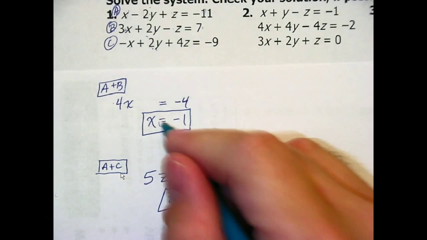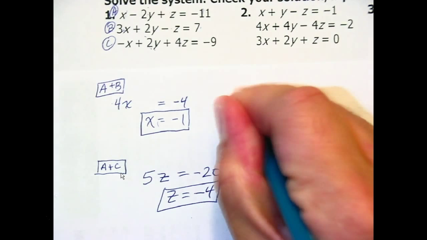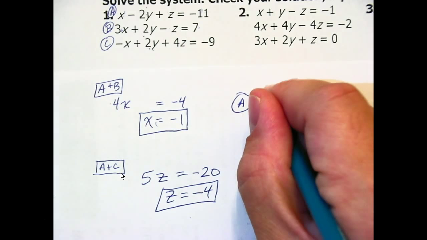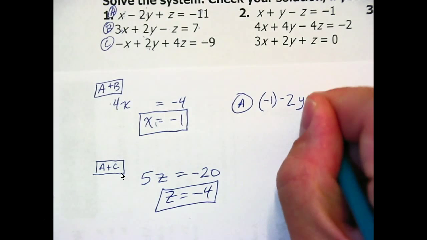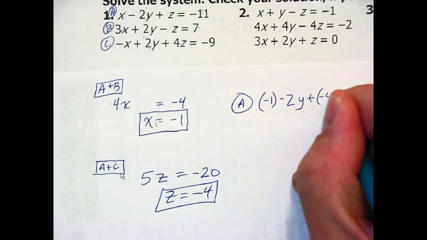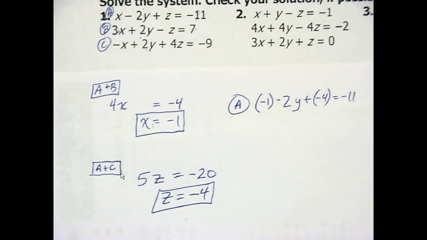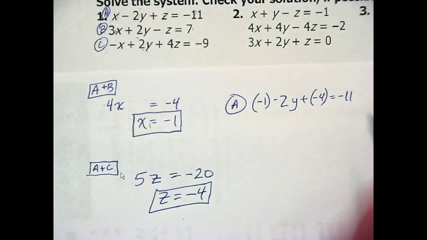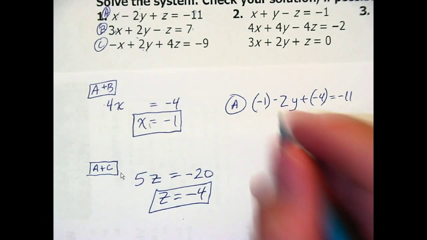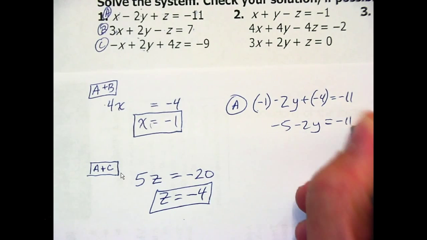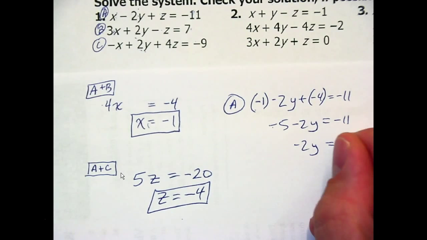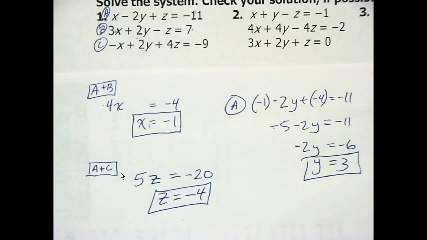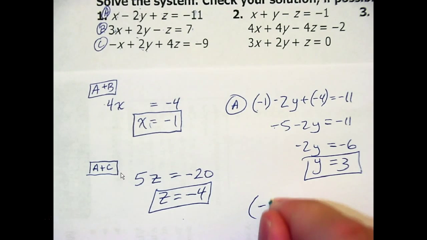So if I use, say, equation A, use X, negative 1, minus 2Y, plus 1Z, or negative 4, equals negative 11. Substitute it in, I get negative 1 and negative 4 is negative 5 minus 2y equals negative 11. Negative 2y equals, we add 5 to both sides, negative 6, and y is 3. So we get the ordered triple, negative 1, 3, negative 4.